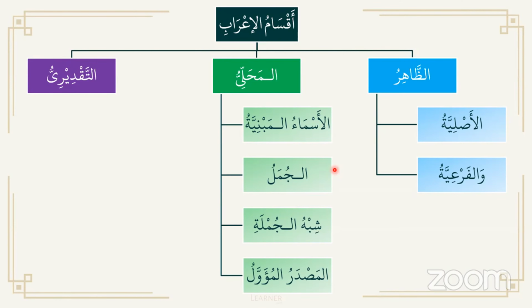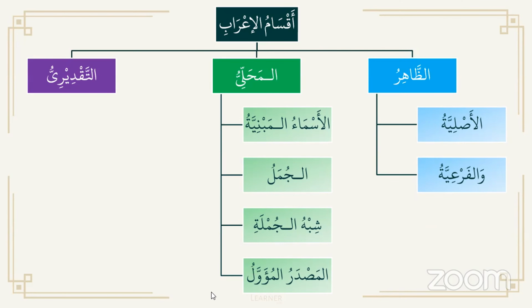In the Asliya you will say the Alaamatul Ae'rab is al-dammatu, al-fathatu, or al-kasratu, depending on the case. And in the same way for Far'iyya, you will say depending on how the I'rab is identified, which you have already learned.